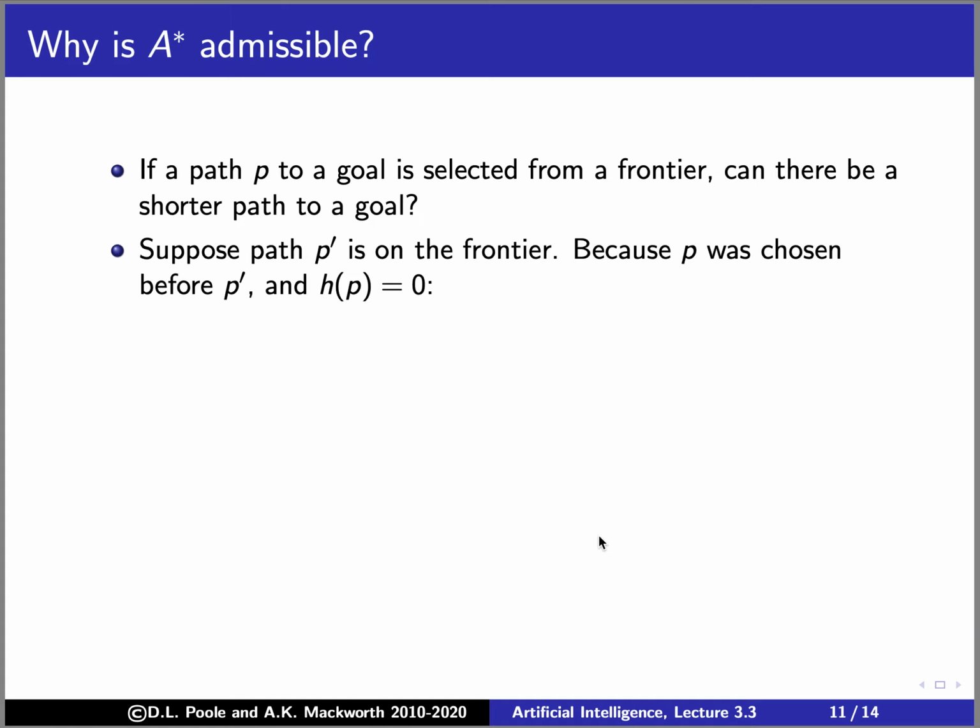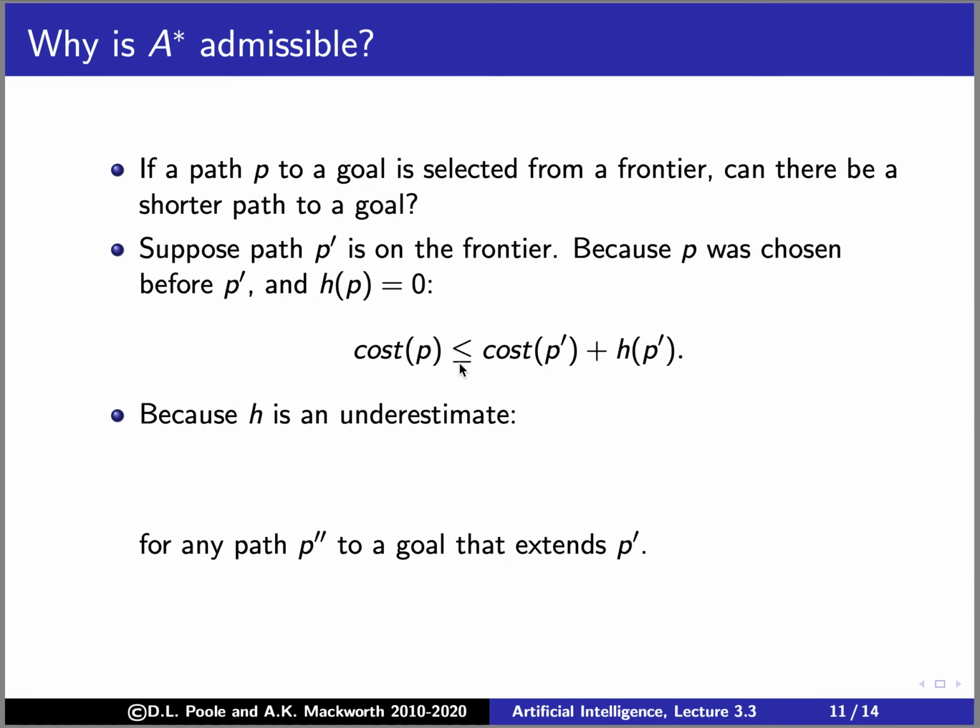Well, we know that P was chosen before P prime, and we know that H of P is zero because P is a path to a goal, so the heuristic function has to be zero. So because of this, the cost of P is less than the cost of P prime plus H of P prime. Because it was chosen before, we chose the one with the shortest cost plus H, so this must be less than that because it was chosen from our priority queue. Now, we know that H is an underestimate, and so now we want to think about any path P prime to a goal that extends P.